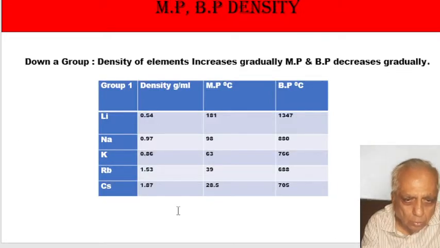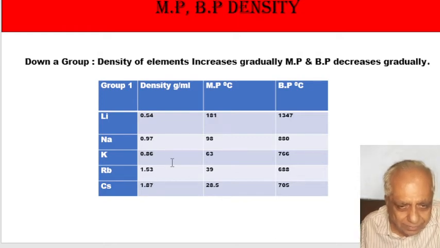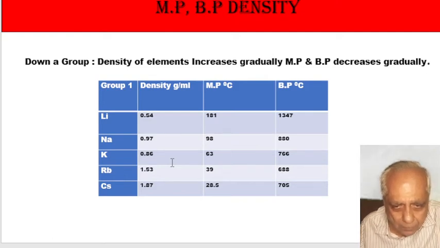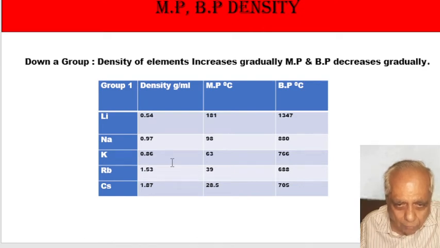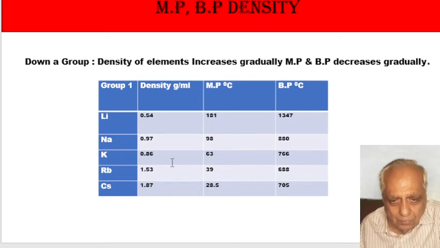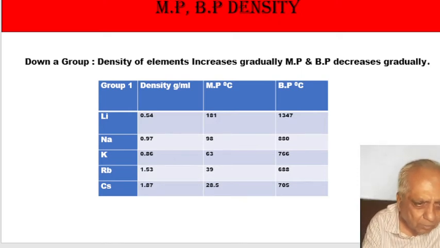Now let us see down the group. If you see down the group, lithium, sodium and all those things, we will find that density is increasing as we go down, melting point is decreasing, and boiling point is decreasing from 1347 for lithium, and for cesium it is 705. But in between the trend is not totally followed. Like for rubidium, it is 688, much less. Okay, then these things are not that important.